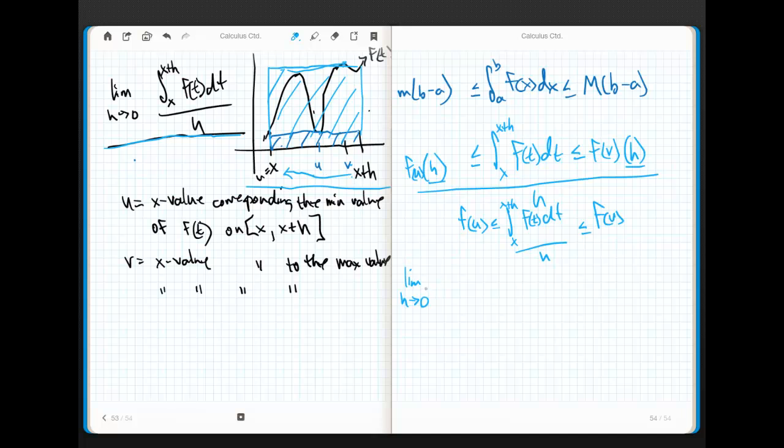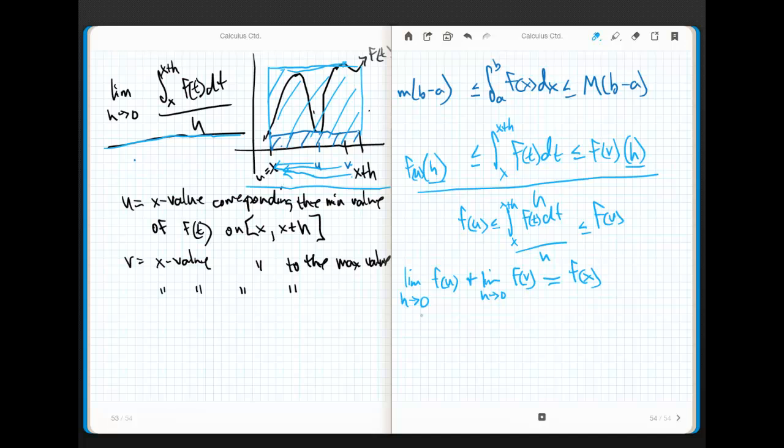So if I take the limit as h goes to 0 of f of u and the limit as h goes to 0 of f of v, well, remember, as x plus h slides back, because u and v are always wedged between, they're going to slide back as well. Aren't they both going to be equal to f of x? They have no choice. Again, they're always wedged between x and x plus h, which heads back to x as h goes to 0.